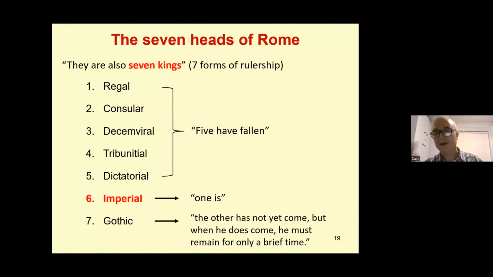And think about this, right? At the time when John received his vision in the book of Revelation, which form of government was governing Rome?